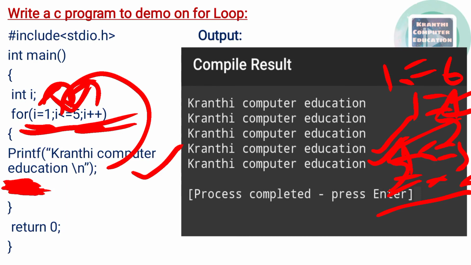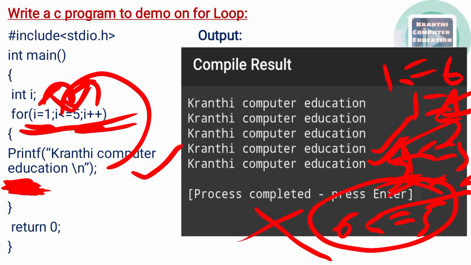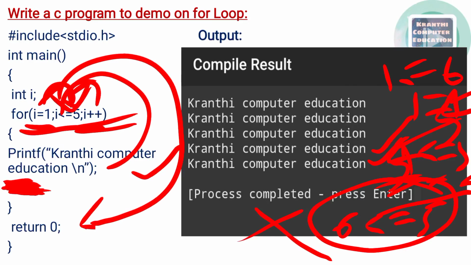So next, with the incremented value, the condition will be checked. i less than or equals 5 means 6 less than or equals 5. In this case the condition becomes false. The condition is false, then the control directly comes out of the loop. There is only the return statement, not any executable statements. So this is the output for this program. In this program we used the for loop to print 5 times. That's why Kranti computer education is printed 5 times on the screen.